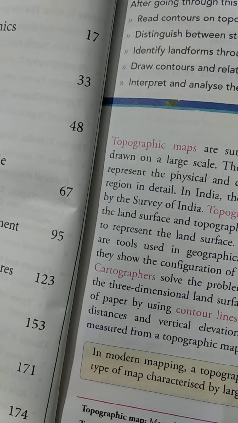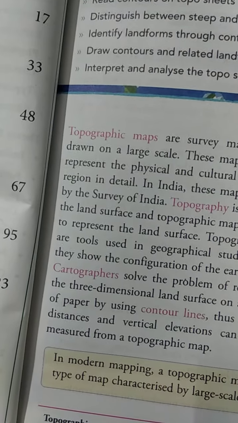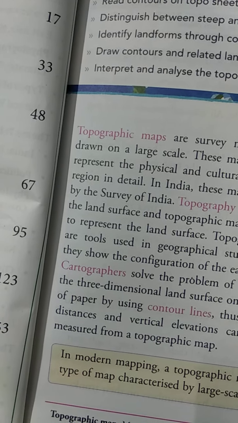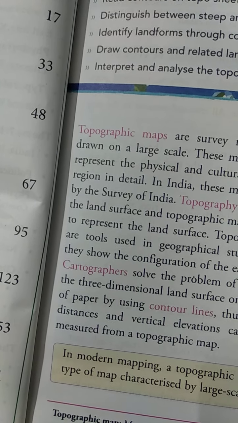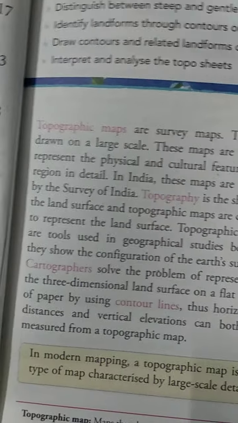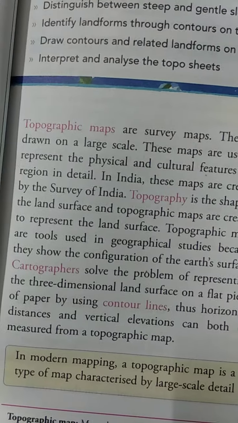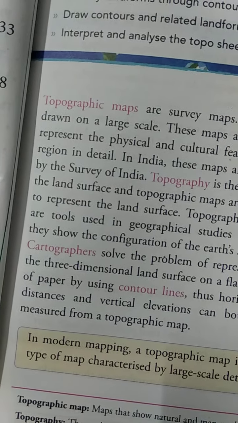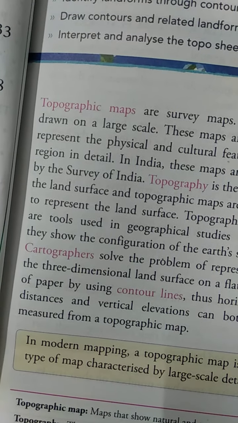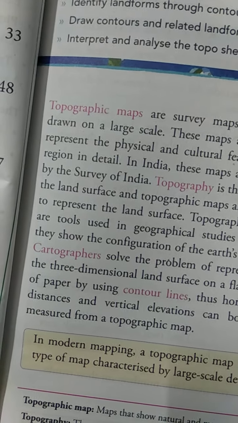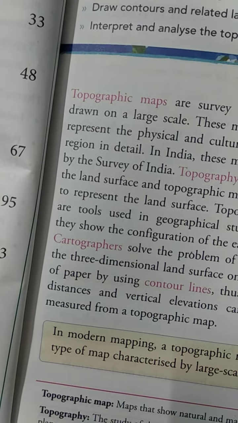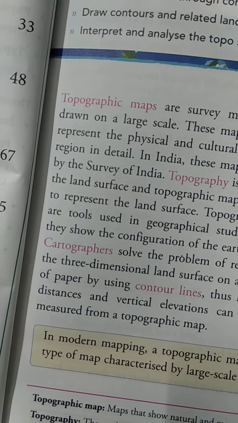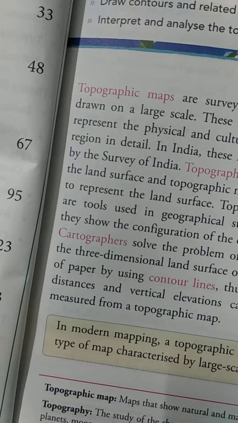Topography is the shape of the land surface, and topographic maps are created to represent the land surface. These maps are tools used in geographical studies because they show the configuration of the Earth's surface. Cartographers are the persons who draw these maps. They solve the problem of representation of three-dimensional land surface on a flat piece of paper by using contour lines.